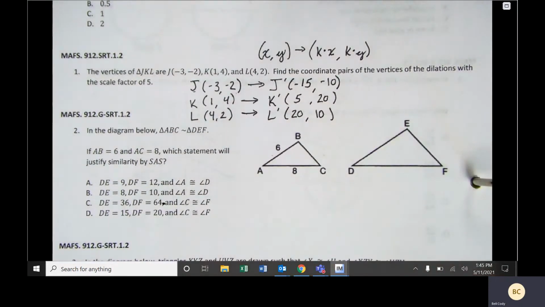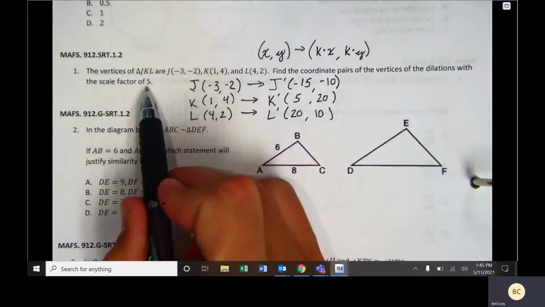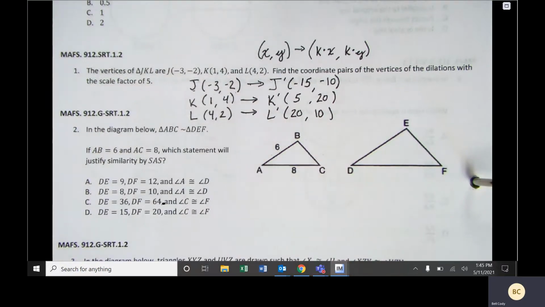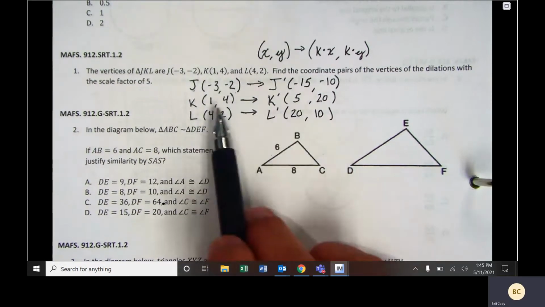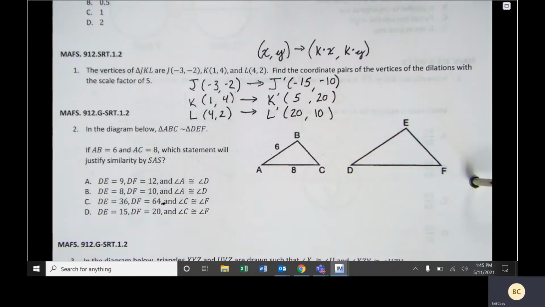So our new prime points, J prime, K prime, and L prime, after a dilation with a scale factor of 5. Again, since our scale factor is greater than 1, we know our image should be getting bigger. So we just multiply the scale factor times the X and the Y coordinate to get our new prime points.